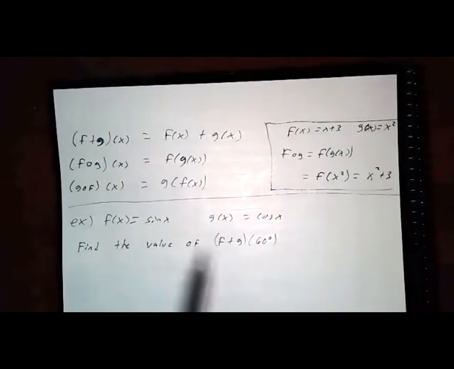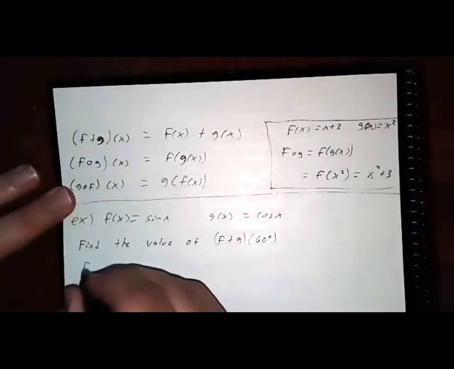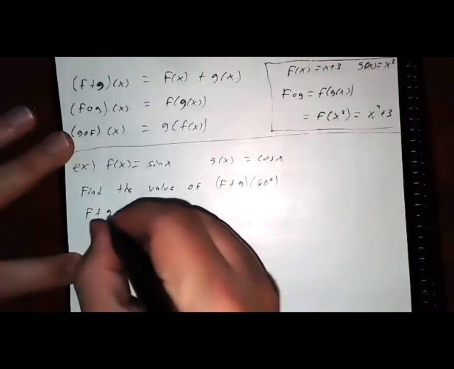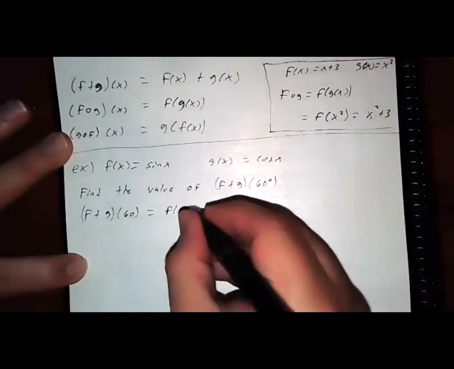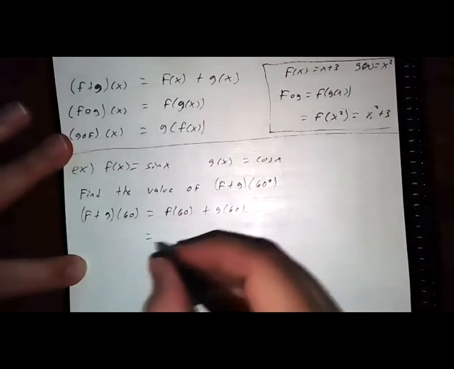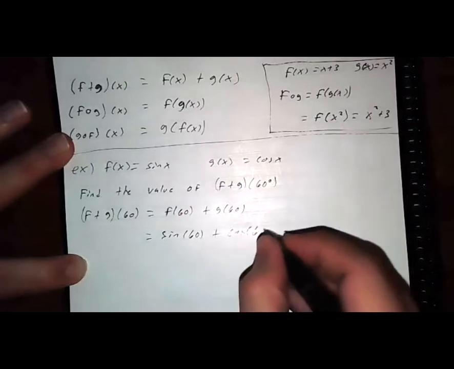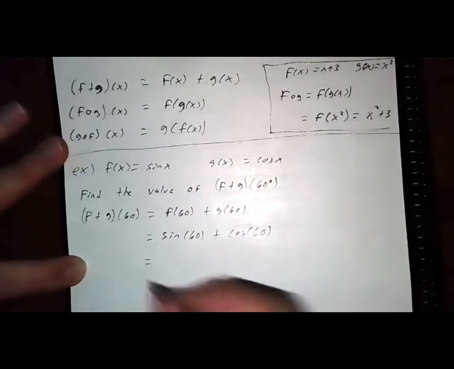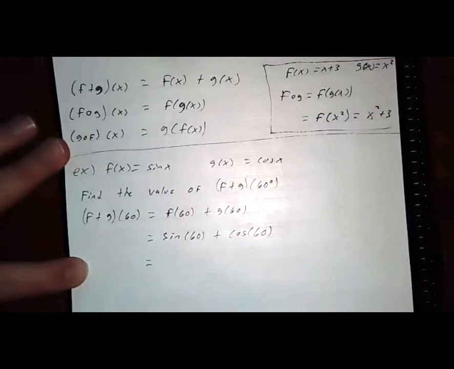So this notation simply means you add them together, right? So this is really saying, let's write the notation. F plus g of 60 means f of 60 plus g of 60. But f is actually sine, right? So sine of 60 plus cosine of 60, which is equal to, what is sine of 60?